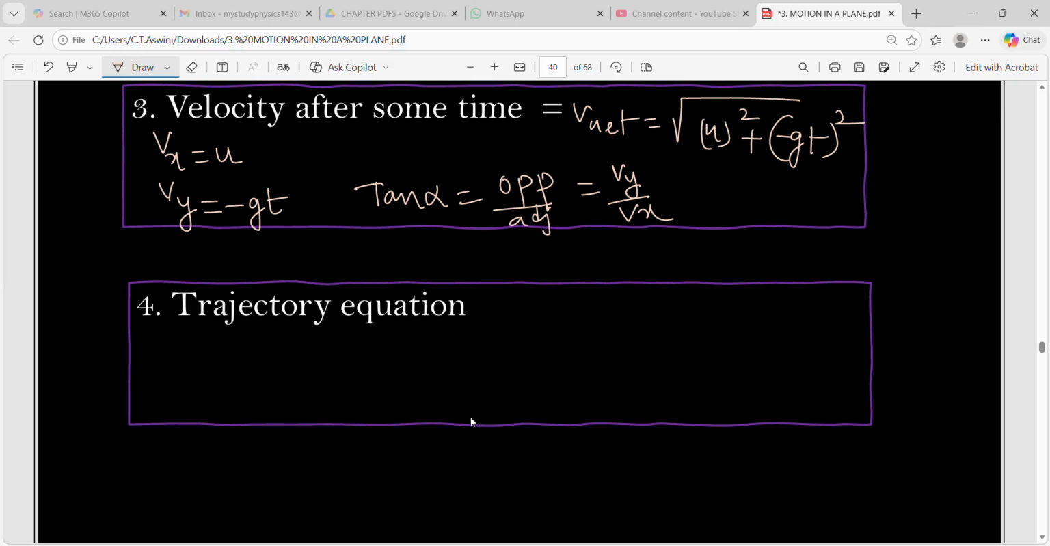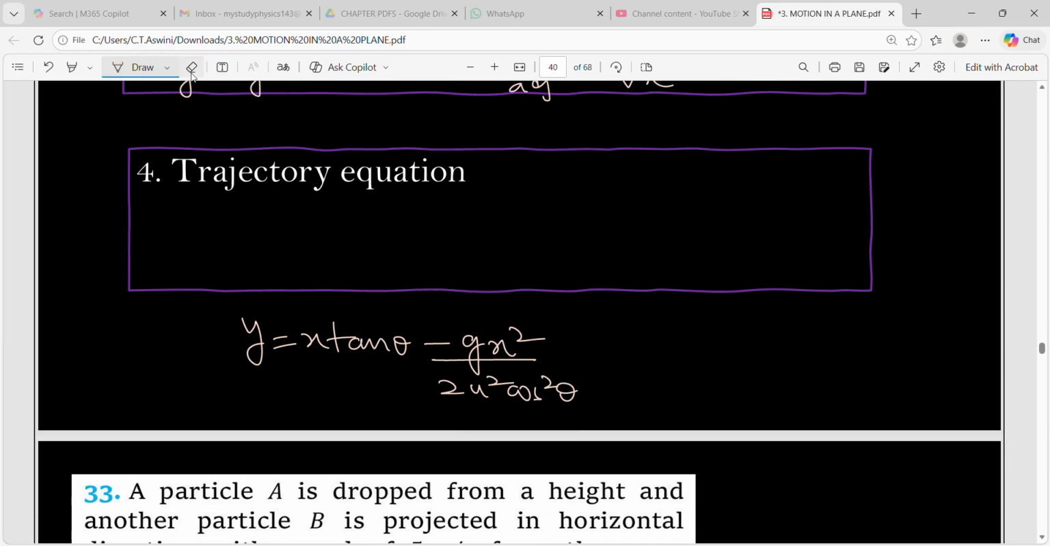And what is the trajectory equation? Here we'll follow the same equation. What was that equation? y equals x tan theta minus g x square by 2 u square cos square theta. But we'll do some modifications here. What modification do we have to do here?